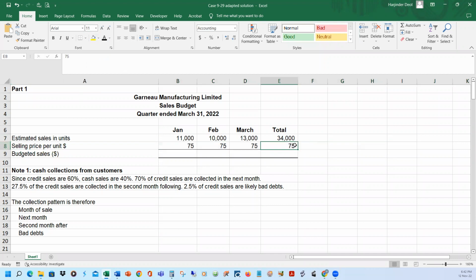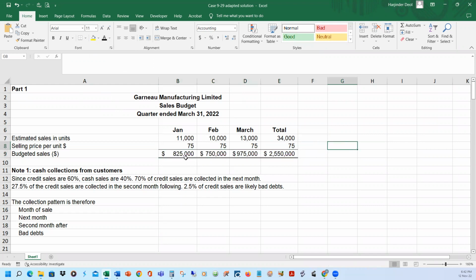Now watch out for a tendency. Sometimes people will mistakenly, just because we had added together the number of units sold in each month, sometimes I see students just mistakenly add the selling price of each of the 3 months. Now that wouldn't make sense. Our selling price for the quarter cannot suddenly become $225. So watch out for those errors.